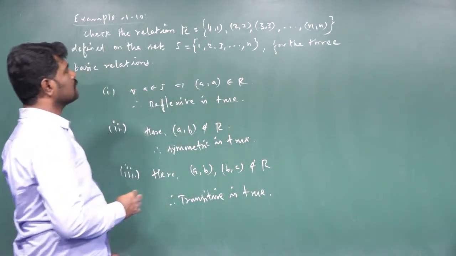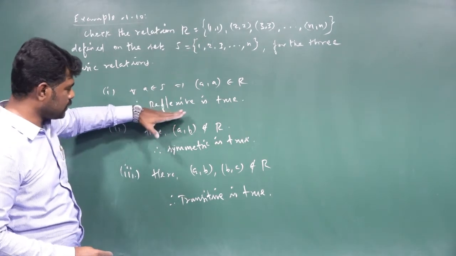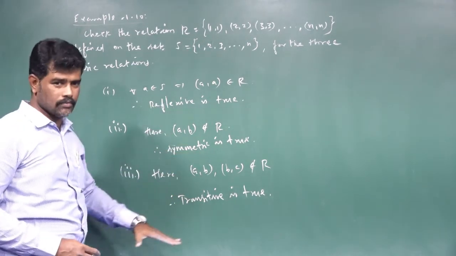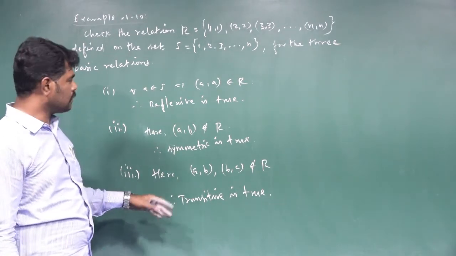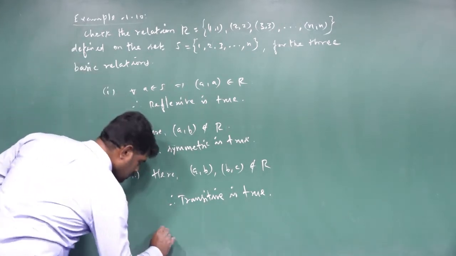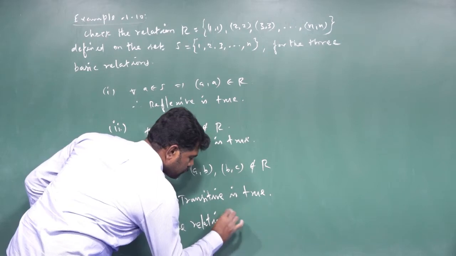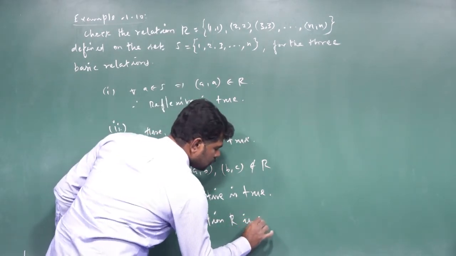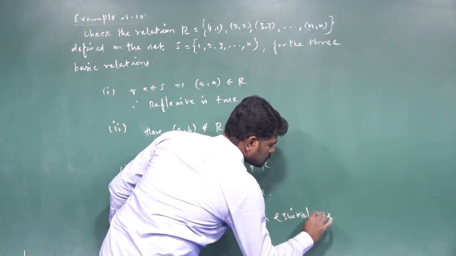In the question they asked to verify the basic relations, and here it satisfies reflexive, symmetric and transitive. So as per the definition of equivalence relation, if a relation satisfies all of these three, then it is an equivalence relation. So this implies the relation R is an equivalence relation.